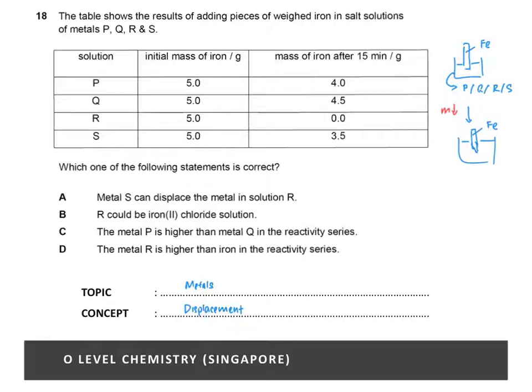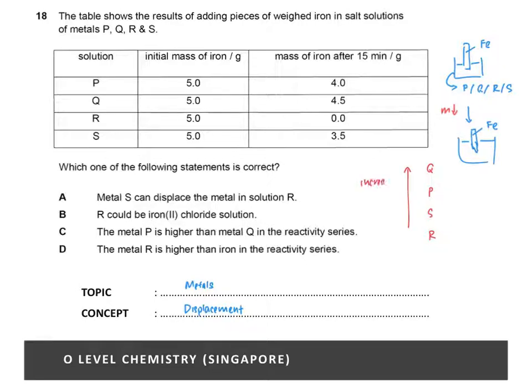So if we look at the values given in the table, we can actually rank metals P, Q, R, and S according to their reactivities. So from the table again, R is the least reactive. Why? Because there is no more iron remaining at the end of the reaction, and then followed by S, followed by P, and then Q is the most reactive because there's the least amount of iron reacted after 15 minutes.